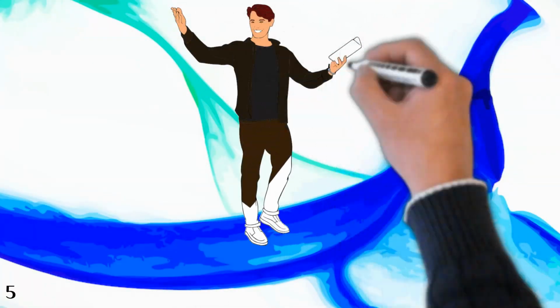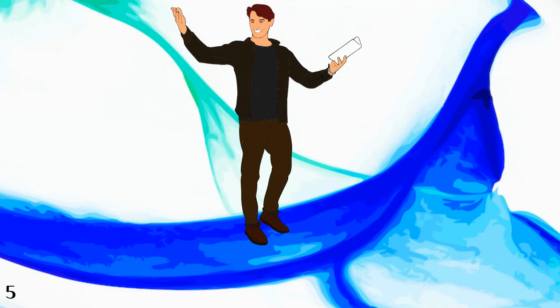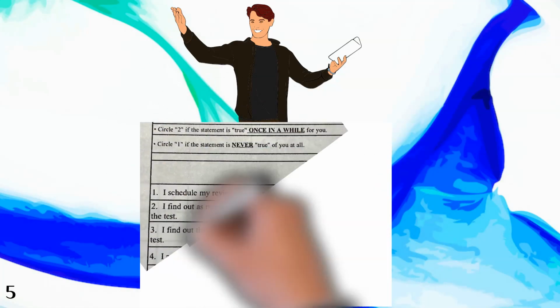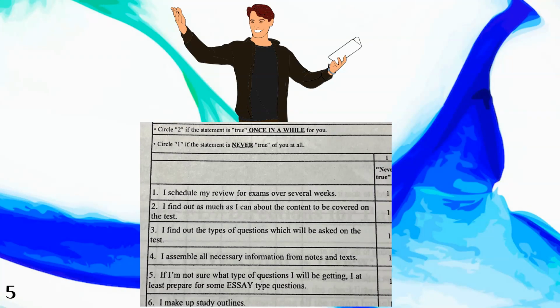Let's get you started by doing numbers 1, 2 and 3 together. Item number 1 is: I schedule my review for exams over several weeks. If you are always noting the days of your tests and exams ahead of time, and setting aside study time, you should answer a 5. If tests and exams are always a surprise to you, and you never prepare, you would answer a 1. If you're somewhere in between, answer a 2, 3 or 4, depending on how prepared you usually are for your tests.